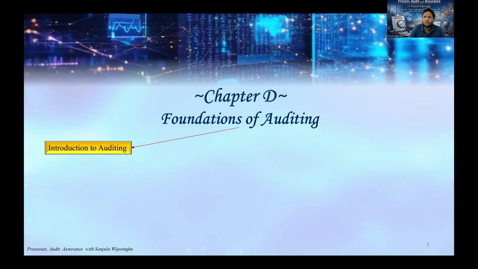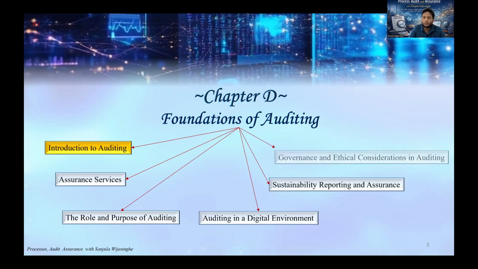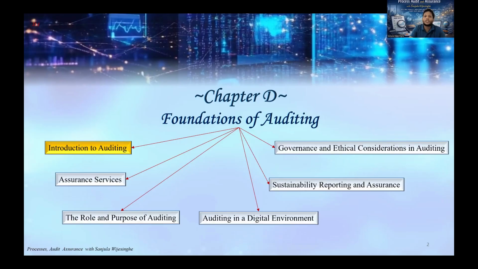Again, I have divided it into six subparts: introduction to auditing, where you will learn the definition and audit jargon; assurance services; the role and purpose of auditing; auditing in a digital environment; sustainability reporting and assurance; and governance and ethical consideration in auditing. These are the six parts we will deal with under chapter D, foundations of auditing. This is purely based on external auditing, along with assurance services.